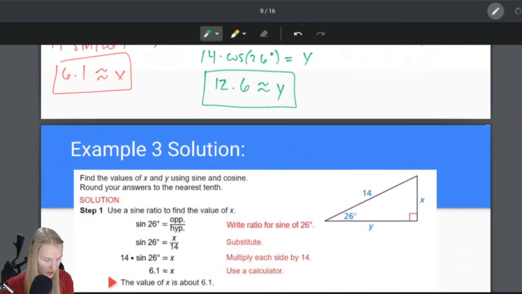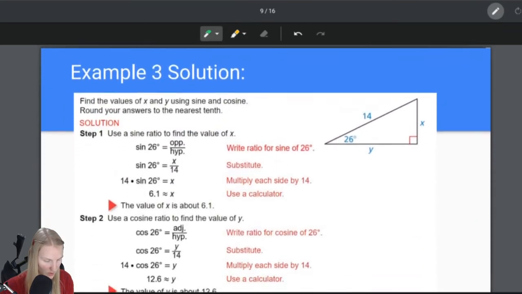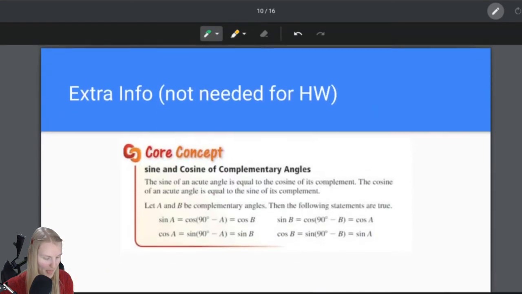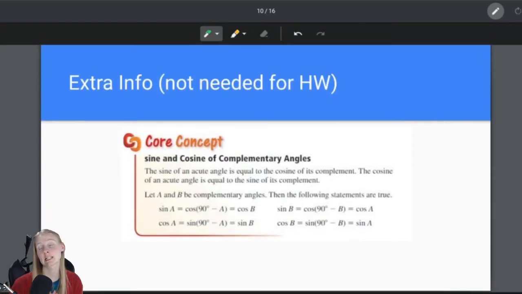Oh, let's check and see if we were right. 6.1 and 12.6. Booyah, we were right. Okay, so this is technically extra. You won't need this for your homework, but we will have bonus questions.